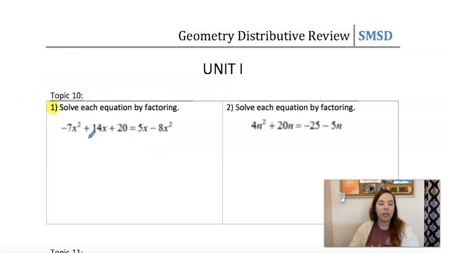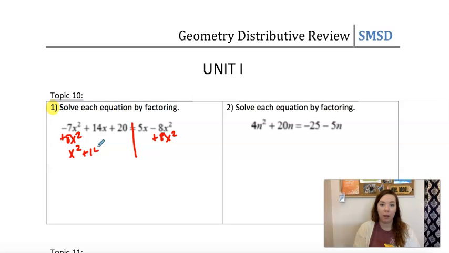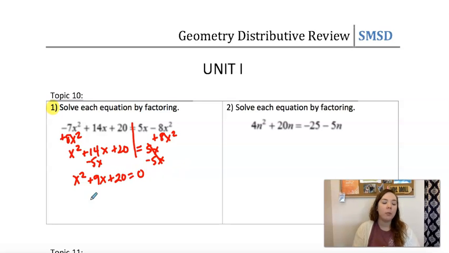On our 4th page, let's take a look at topic 10, number 1. It's the same idea where I'm going to have to move things around before I can factor. So I'm going to add 8x squared to both sides. That's going to give me 1x squared, which is nice. I like to have a leading coefficient of 1 if I can help it. And then I will still have to subtract 5x. So factors that multiply to 20 and add to 9 would be 5 and 4, which is going to make x equal to negative 5 and negative 4.